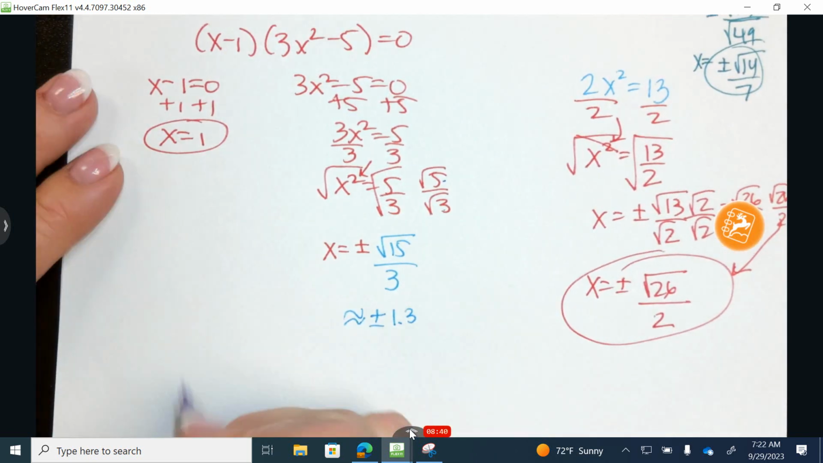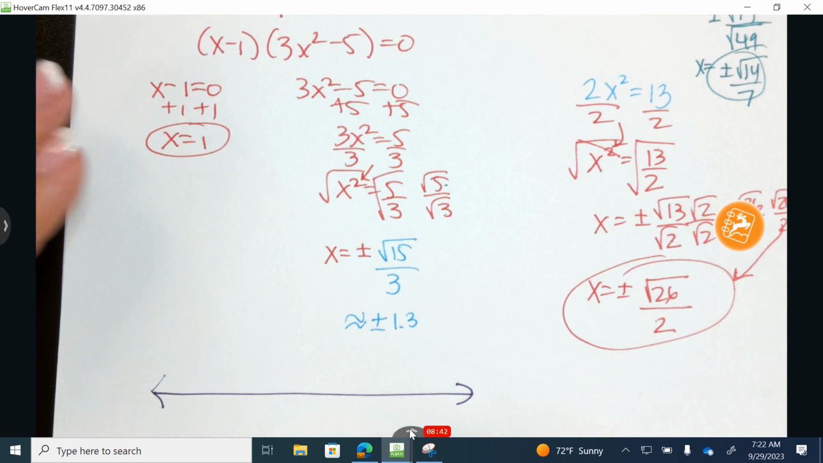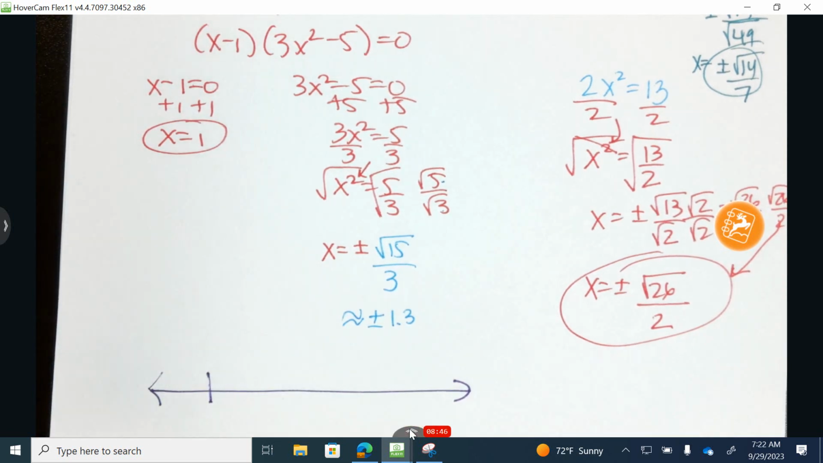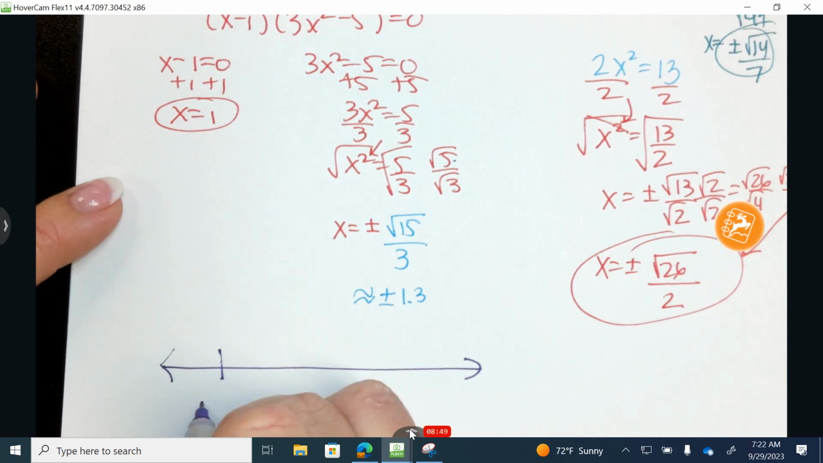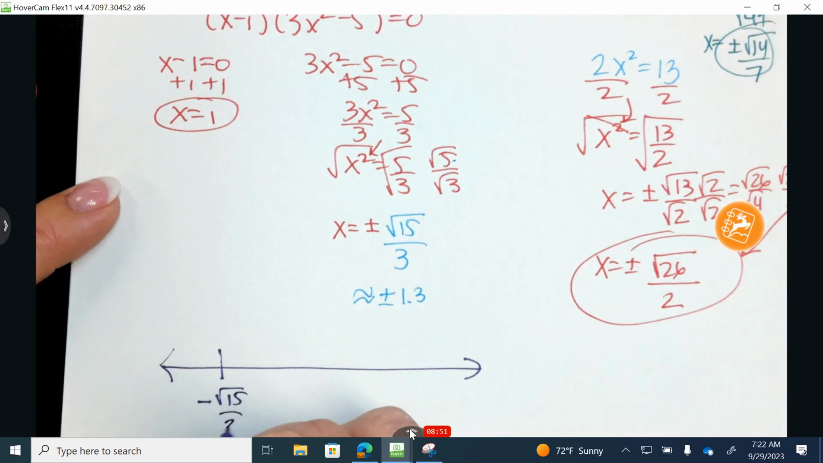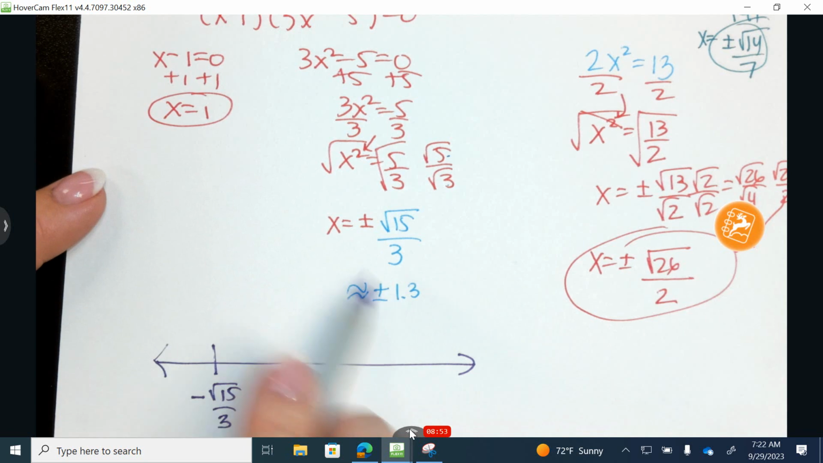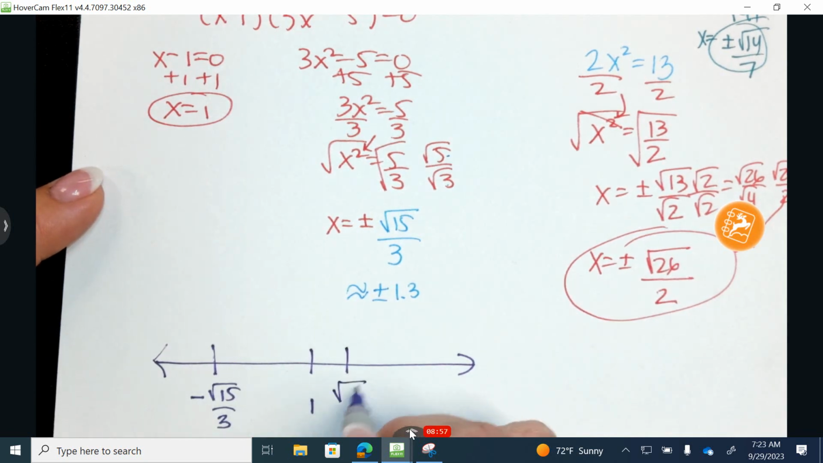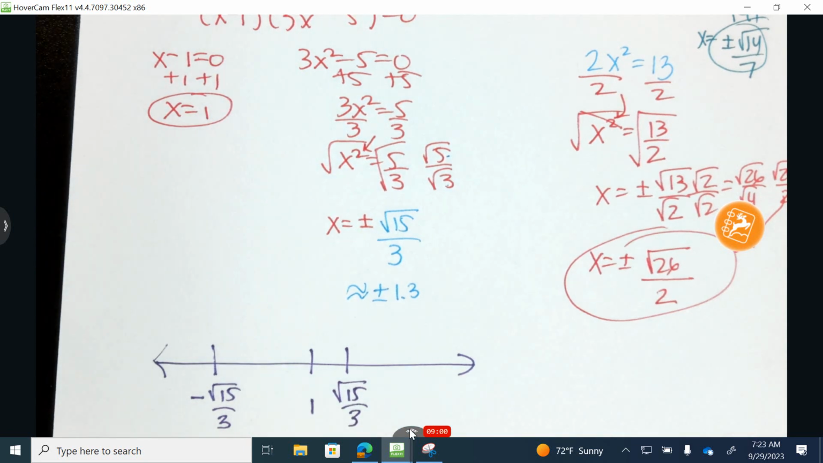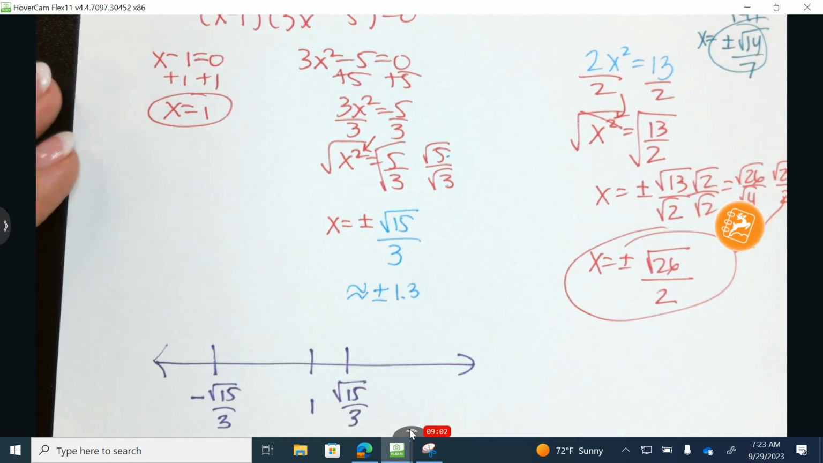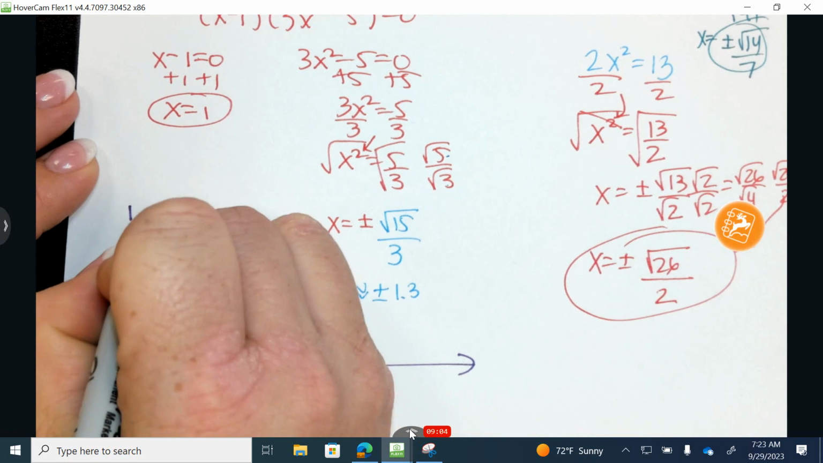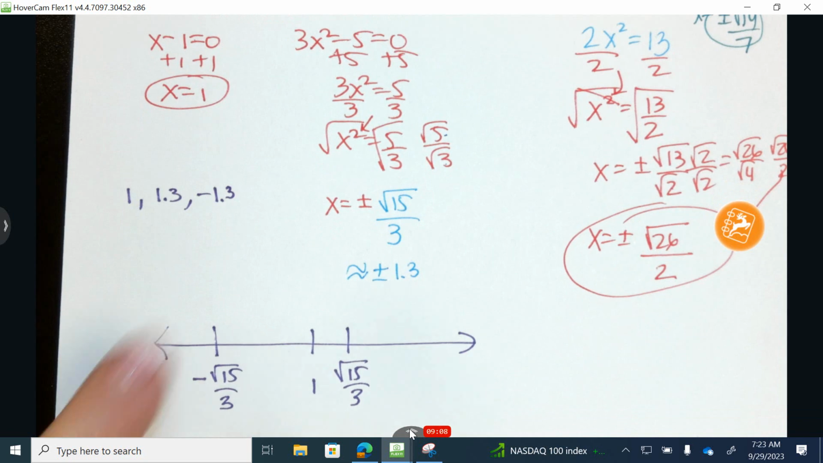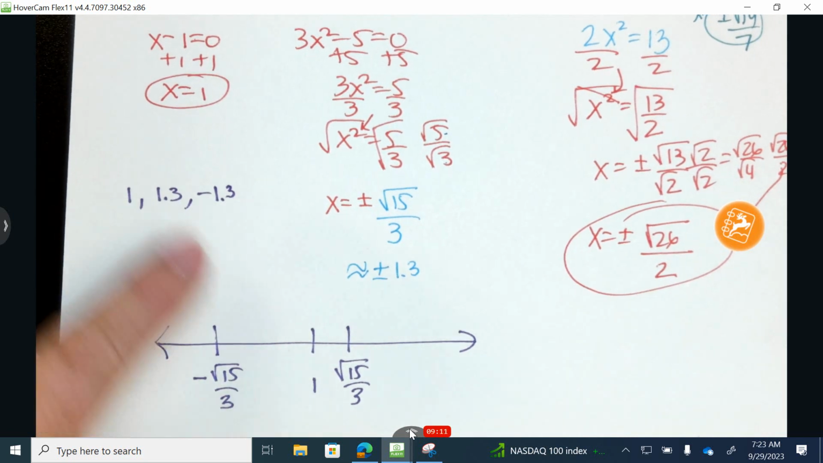Let's go ahead and make our number line. So the negative will go first. I'm not putting down negative 1.3. I want the exact. So I have negative radical 15 over 3. Then I'll have positive 1. And then I'll have positive radical 15 over 3. And if you're confused by that, if I just wrote these down, there's 1, 1.3, and negative 1.3. If I had to line them up from least to greatest, this would be my first, my second, and my third.